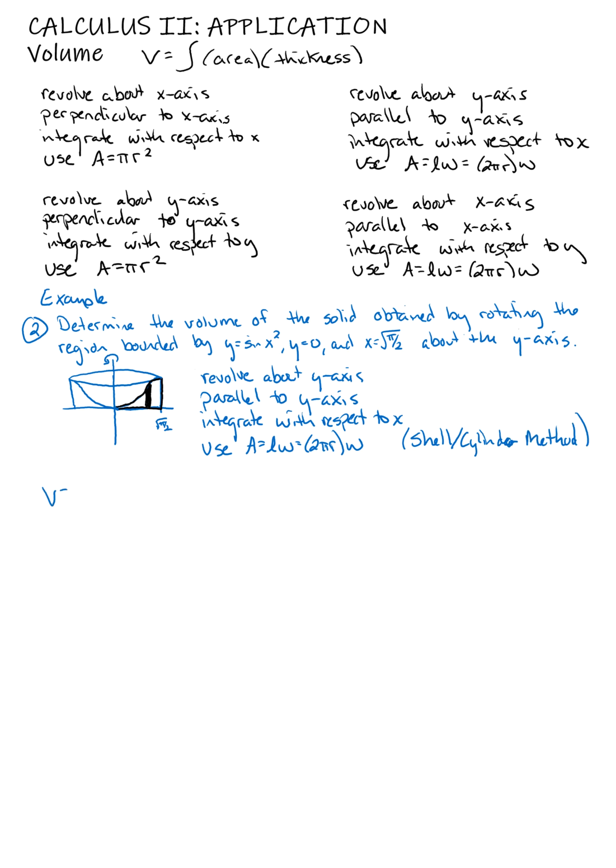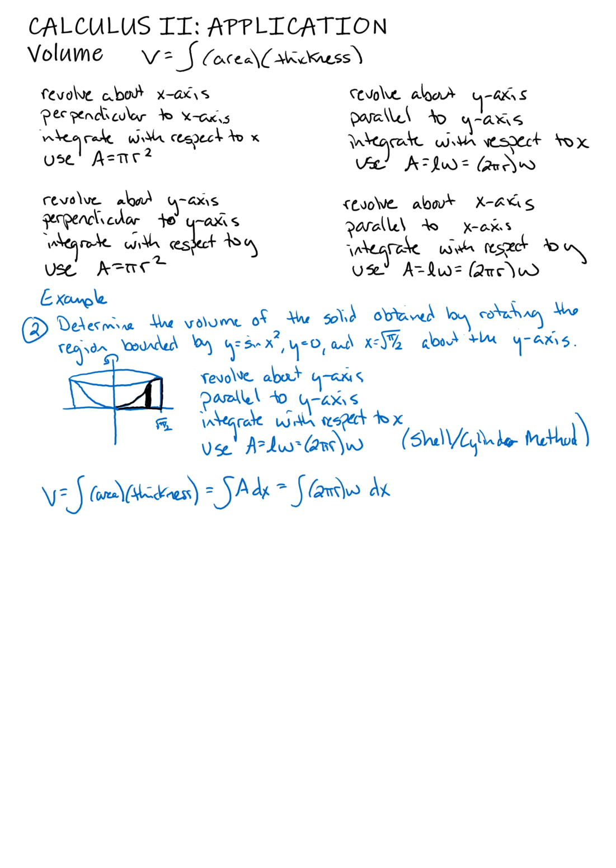Okay, so let's take a look at our volume. Remember, this is area times thickness. The area, I'll just use A for now, but what is that thickness? Well, remember, that is dx. That's our differential. And in this case, we said we're going to use 2 pi r times the width for the area.